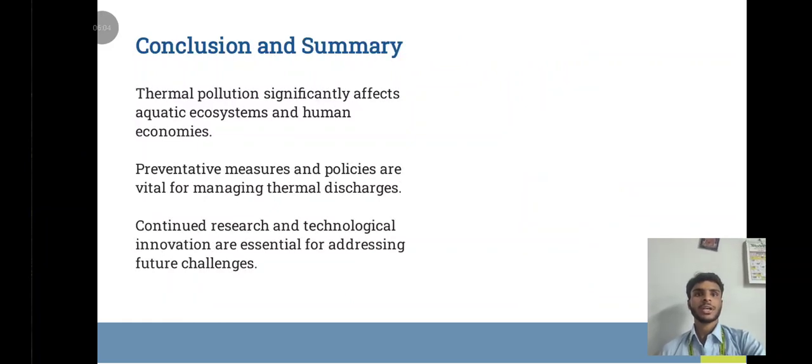Conclusion and summary. Thermal pollution significantly affects aquatic ecosystems and human economies. Preventive measures and policies are vital for managing thermal discharges. Continued research and technological innovation are essential for addressing future challenges.